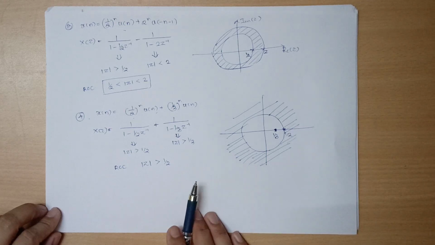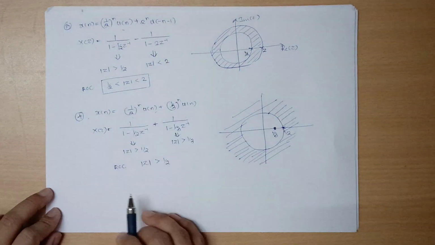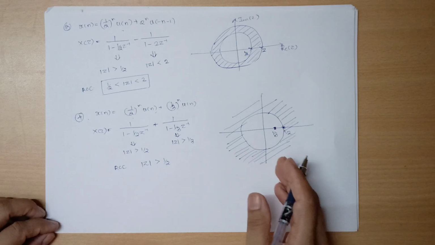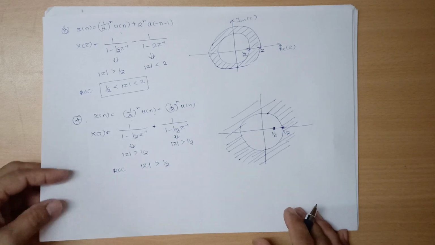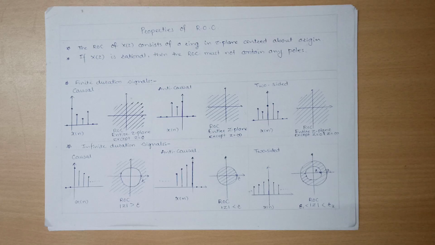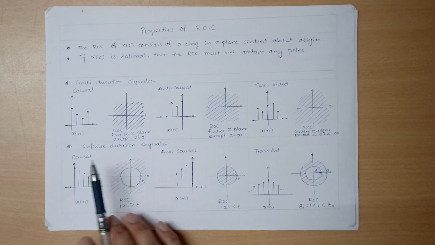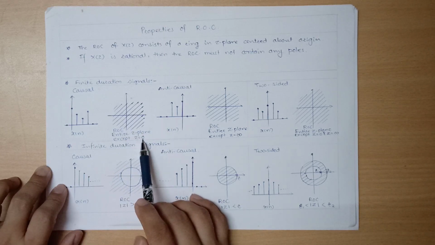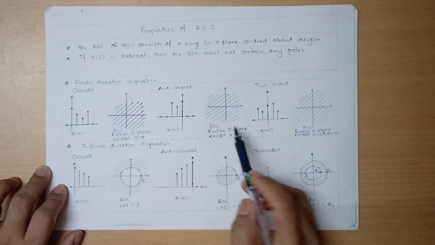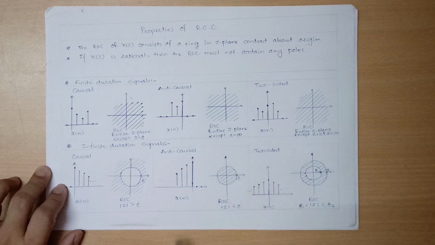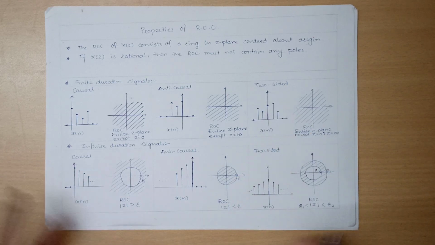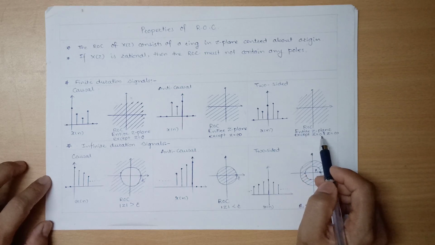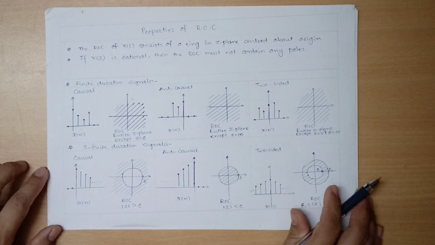If you go and solve an example for a combination of two anti-causal sequences, the region will be inside the two poles. It will not cover the poles. This will cover the region inside the innermost pole. So it must not contain any poles. Now finite duration signals, as we have seen in the examples. If the signal is causal, the ROC is the entire z plane except z equal to 0. If the signal is anti-causal, the ROC is the entire z plane except z equal to infinity. If the signal is two-sided, containing both the right hand side and left hand side, then the ROC is the entire z plane except z equal to 0 and z equal to infinity. Both conditions apply.